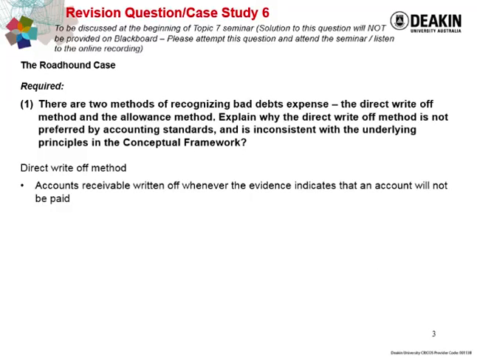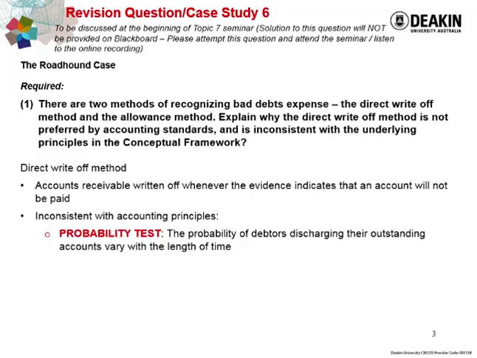First of all, direct write-off method only records a bad debt when we confirm that a particular customer will not pay. This is inconsistent with accounting principles because it ignores the probability of debtors discharging their outstanding accounts. And this probability will vary with the length of time. If customers' payments are overdue, we should record the bad and doubtful debt expense on balance day under the adjusting entry. However, there is a delay in recognizing this bad debt because it may only be recorded in the next accounting period when customer is confirmed to have defaulted the payment.